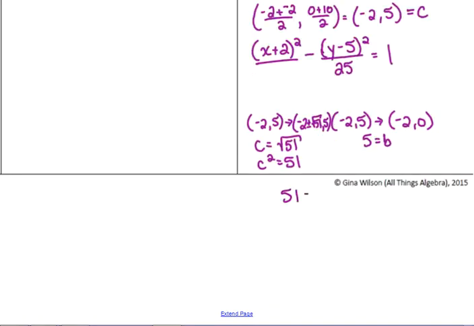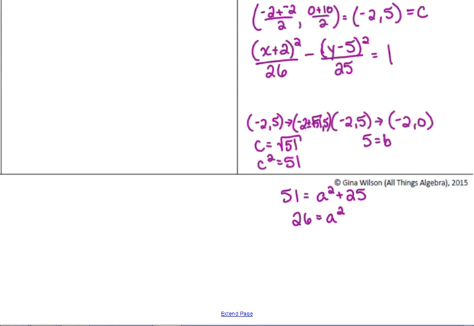And the formula for this one says C squared is equal to A squared plus B squared. So C squared is 51, A squared is what we're looking for, B is 5, so B squared is 25. So when we subtract, we get 26. Is A squared? We don't need to take the square root. We really don't need A. We just need A squared, because A squared is what goes into the equation.